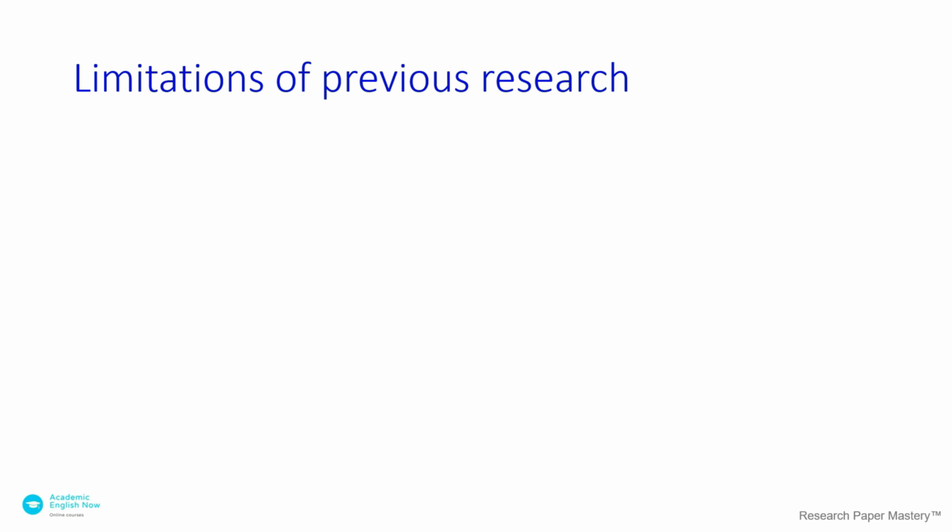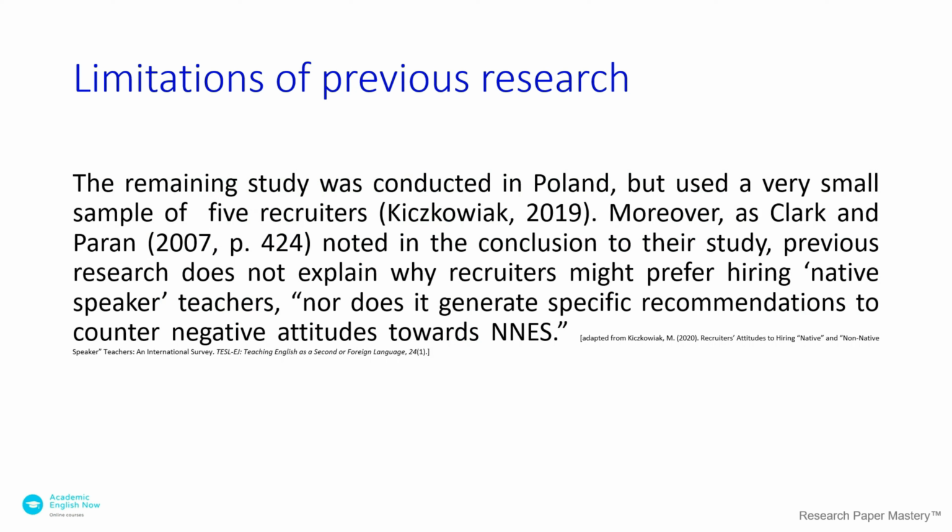Now, the third type of research gap is limitations of previous studies. So let's see how this is done. In here, we have a very small sample. That's a first limitation. And then we've got another limitation: previous research does not explain why. So that's another limitation of previous research. And it does not generate specific recommendations.